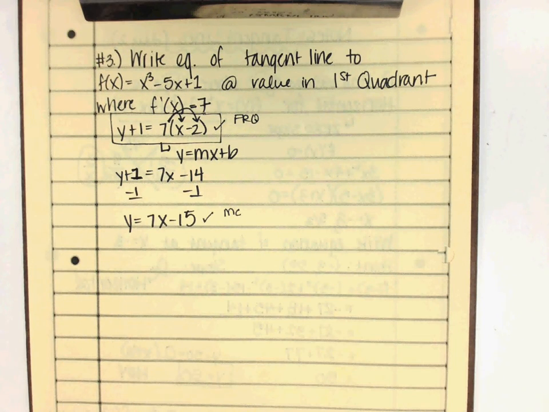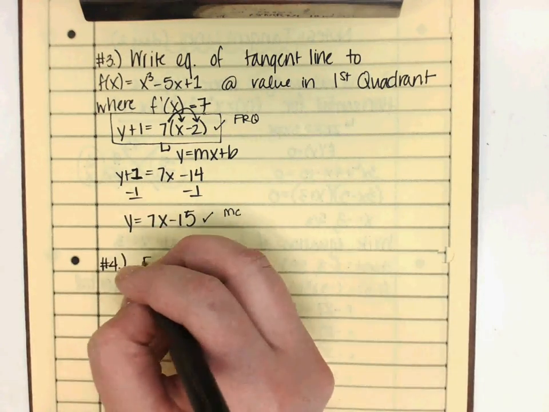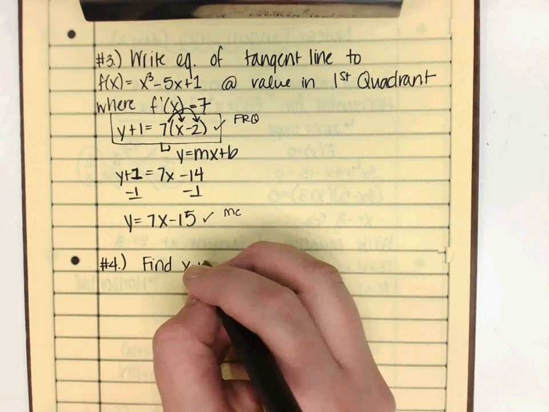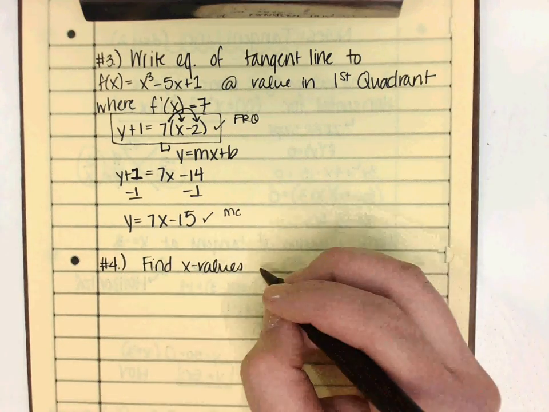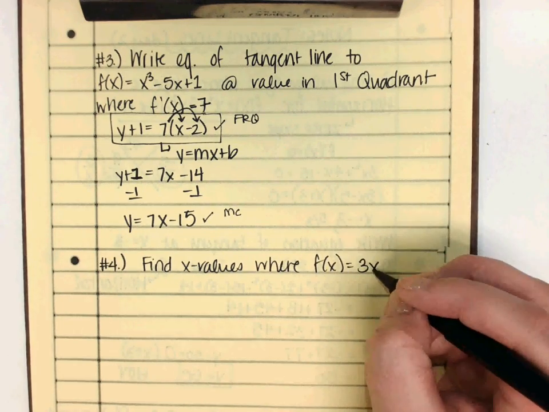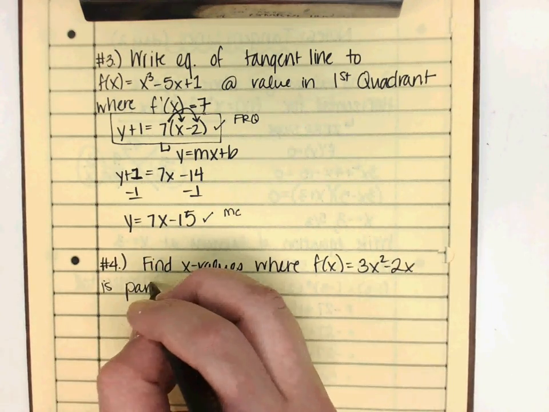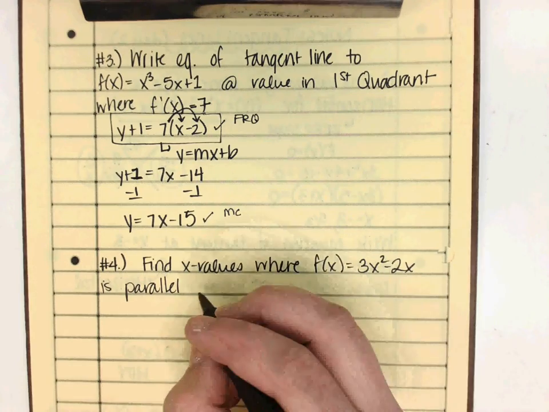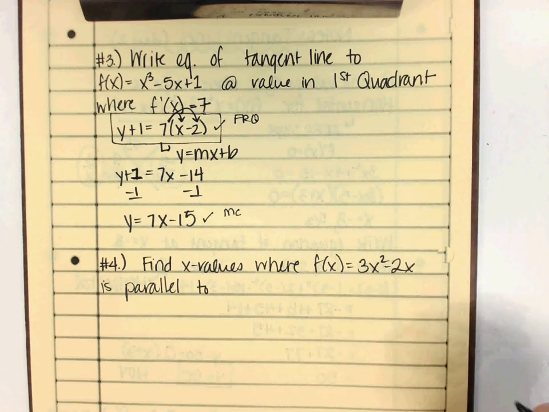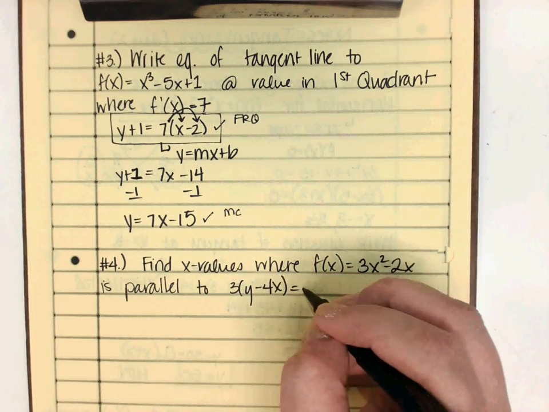Okay? All right, let's do a little parallel, a little perpendicular. Next one. Number 4. Find x values where f of x, 3x squared minus 2x, is parallel to 3 parentheses, y minus 4x equal 9.